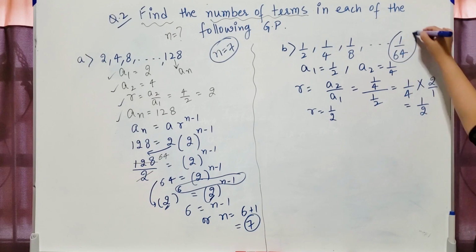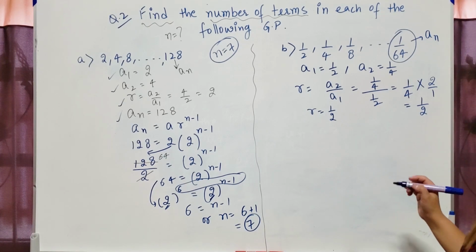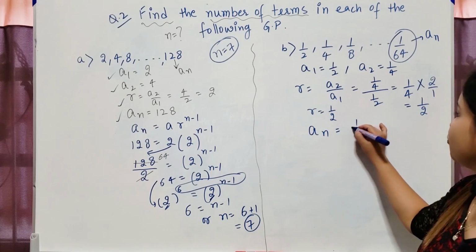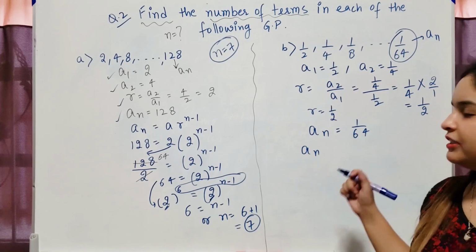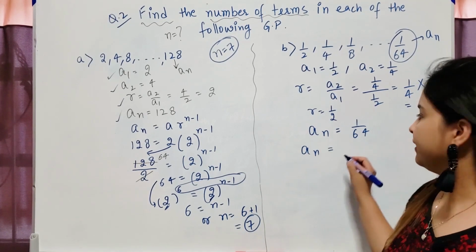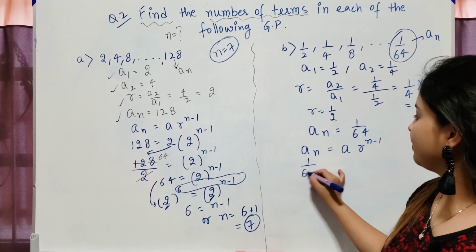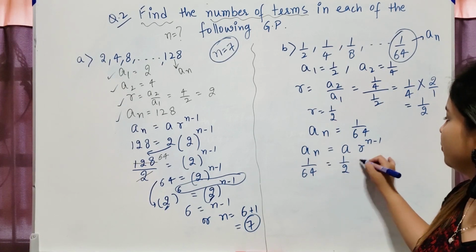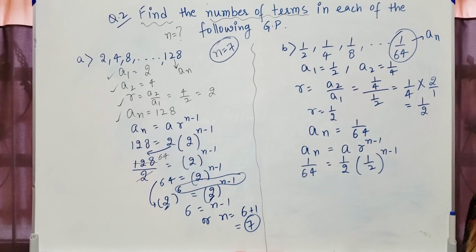In this case also, the last term is given. Last term is an, which is the nth term. So use the last term. An is 1 over 64. Now I will again put all the values in the formula to calculate n. a r raised to power n minus 1. 1 over 64 is a, which is 1 over 2, times r, which is also 1 over 2, raised to power n minus 1.